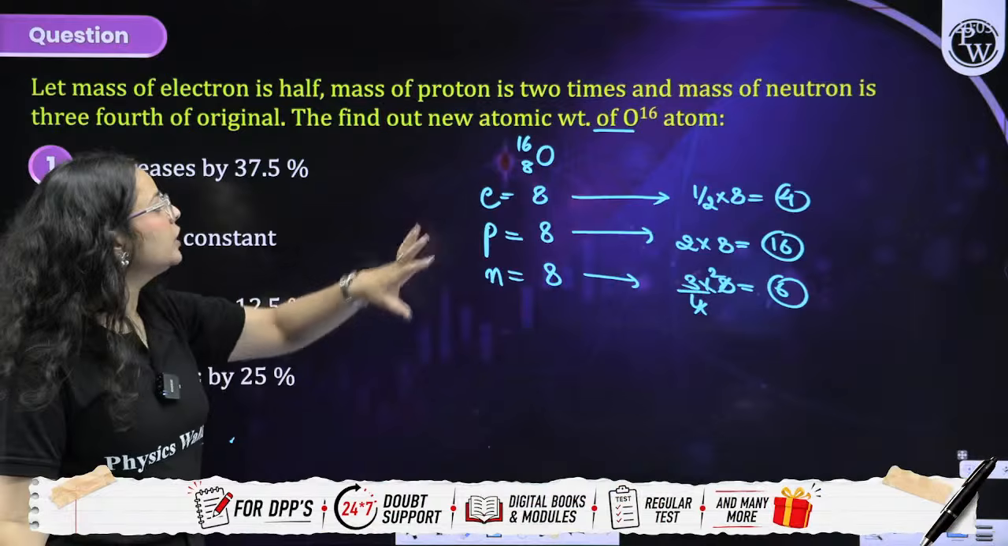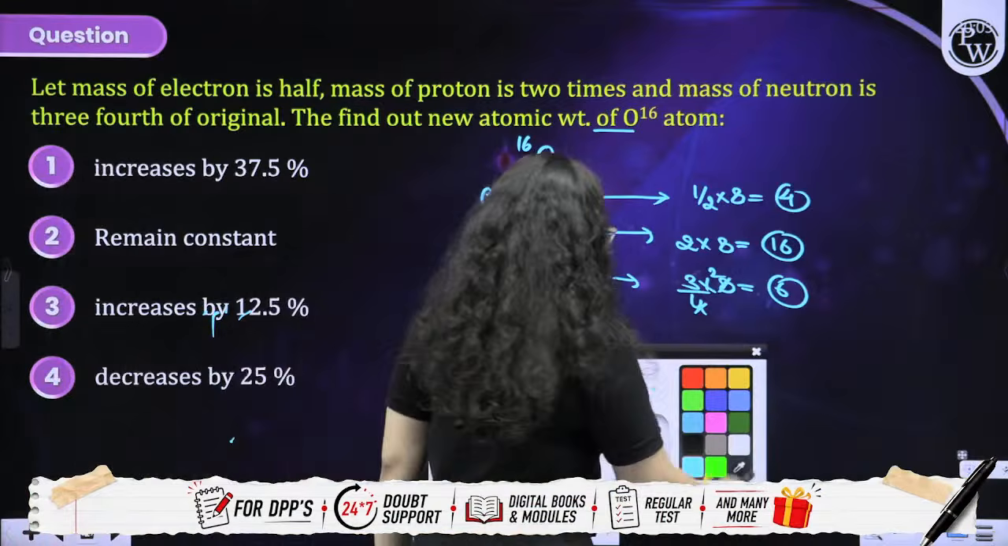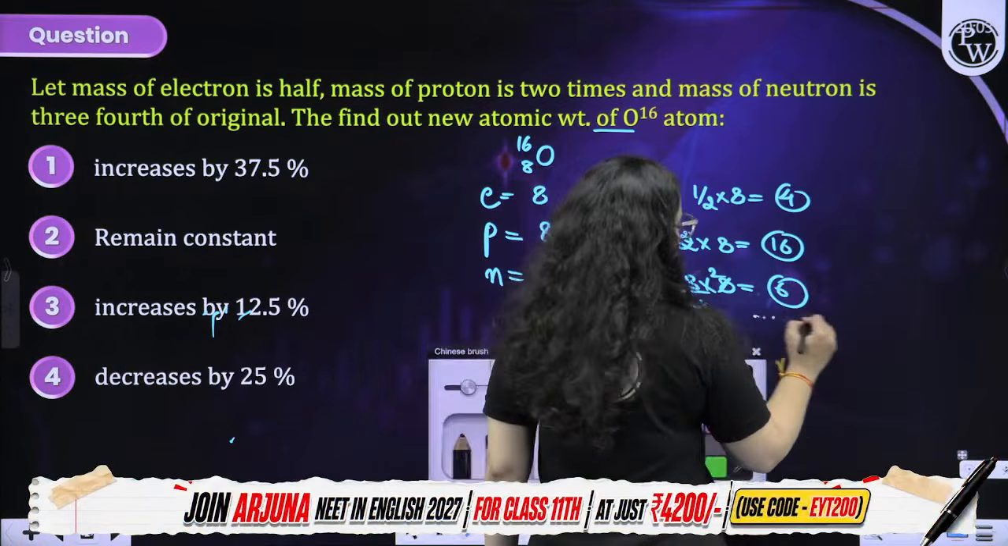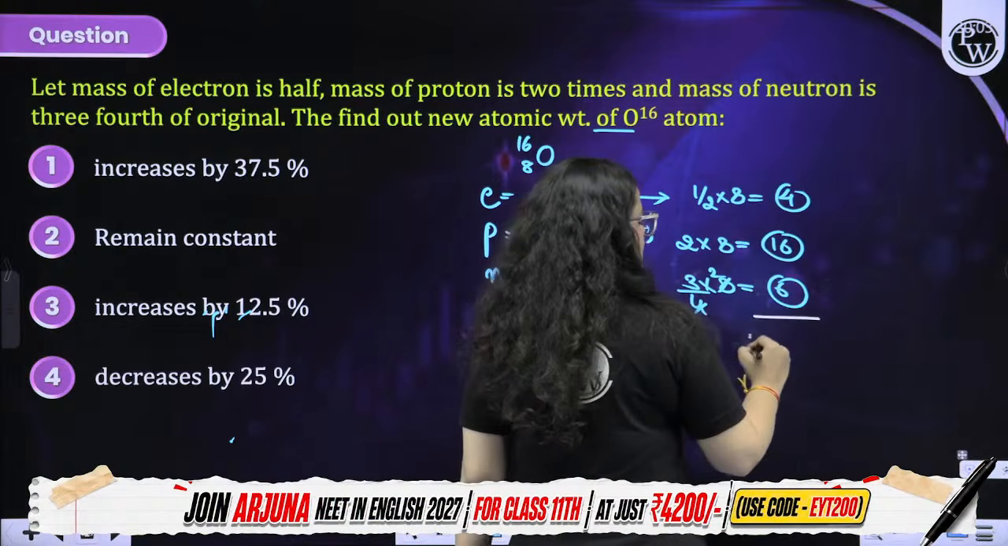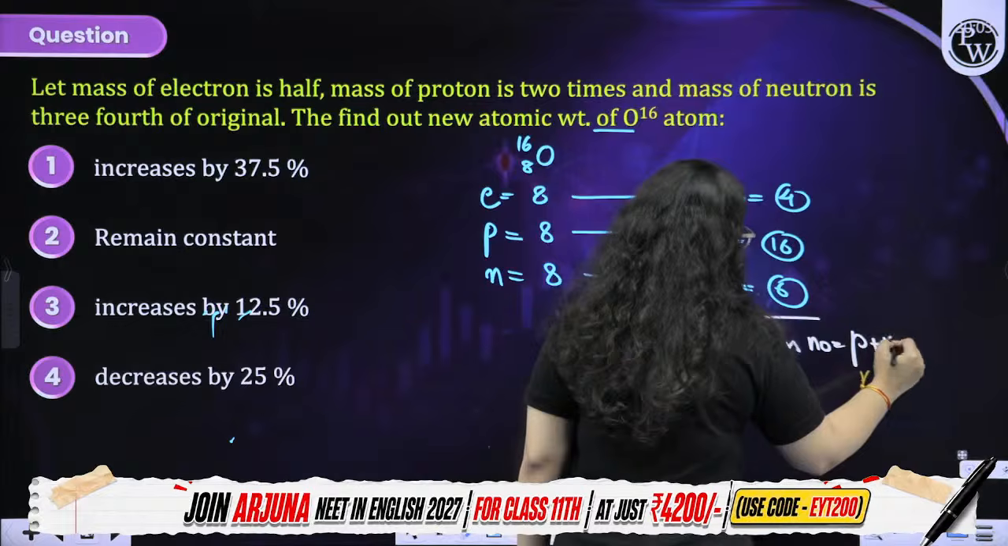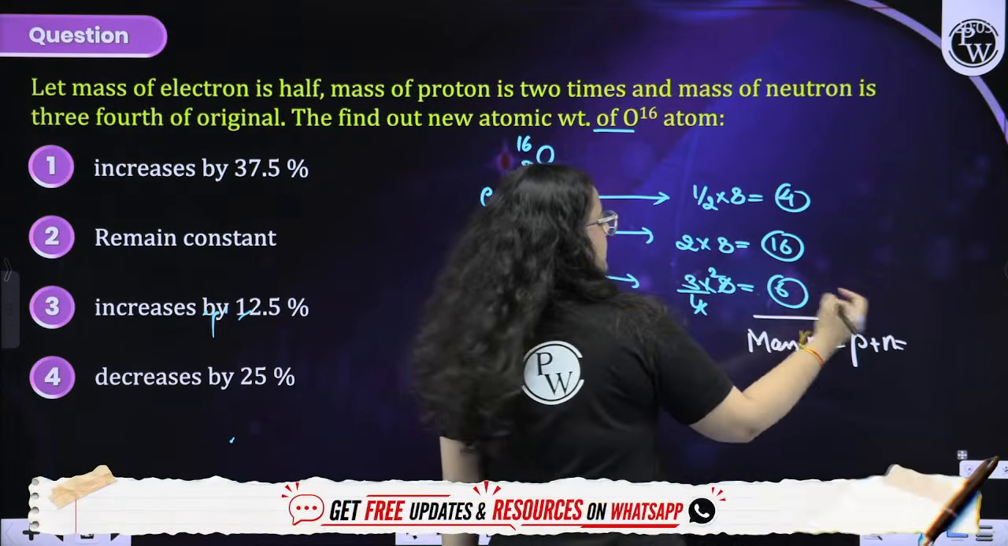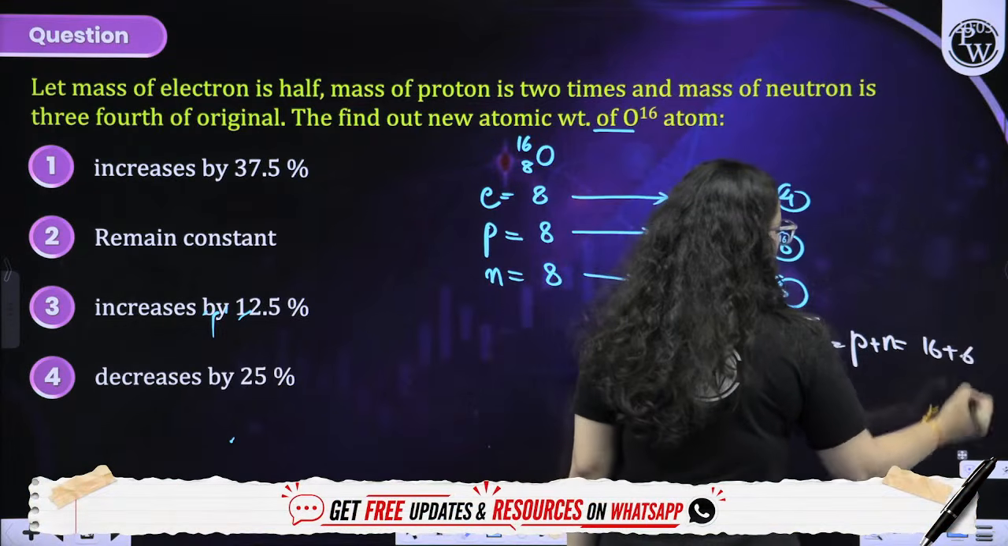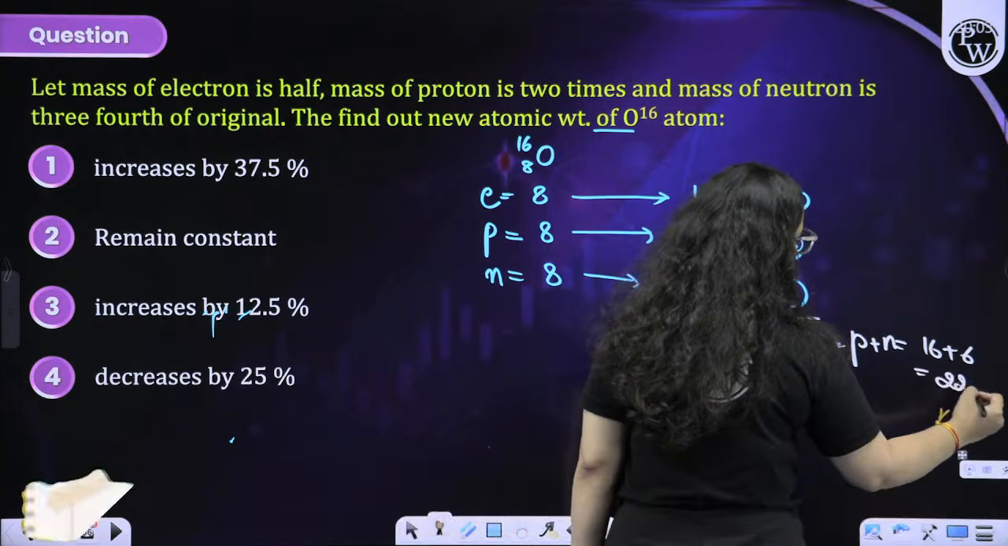Then find out the new atomic weight of oxygen 16. What is the new atomic weight? Beta, atomic weight is simply the mass number of the newly developed species. Mass number comes out to be proton plus neutron. So proton is how much? 16. And neutron is how much? 6. So overall we are getting the number to be 22.